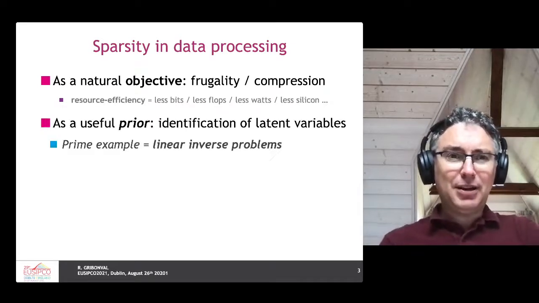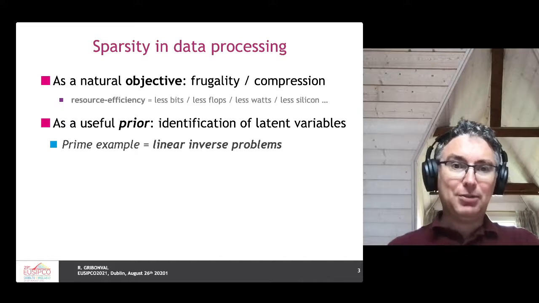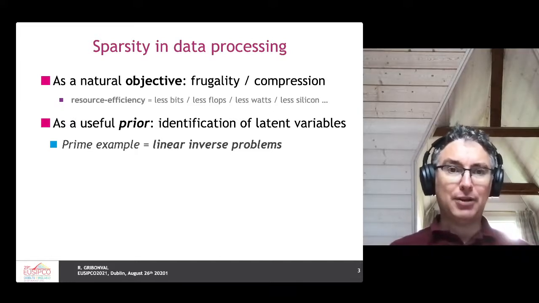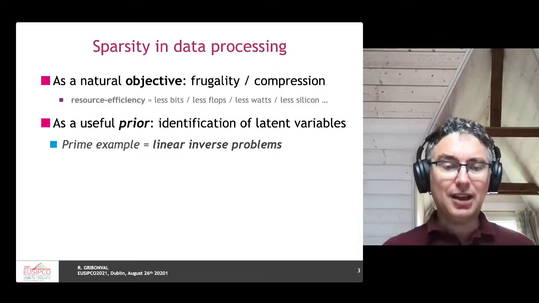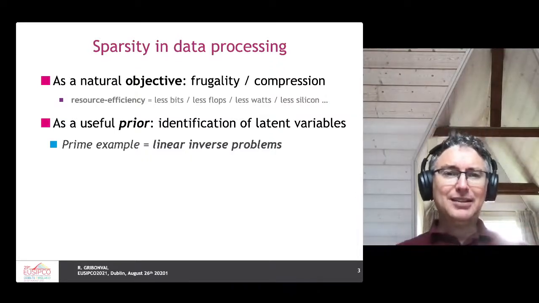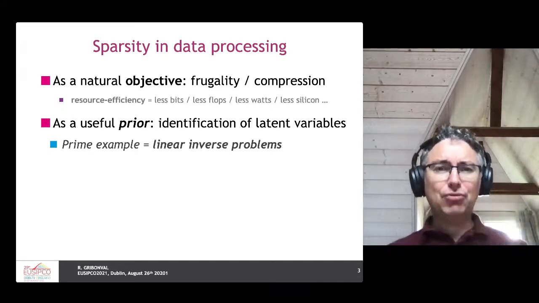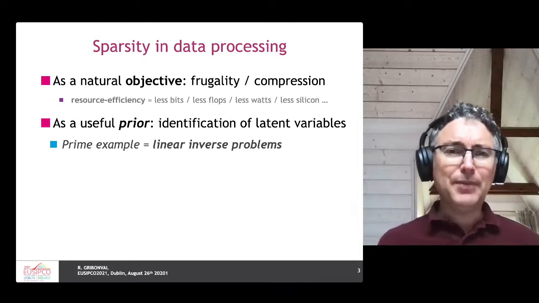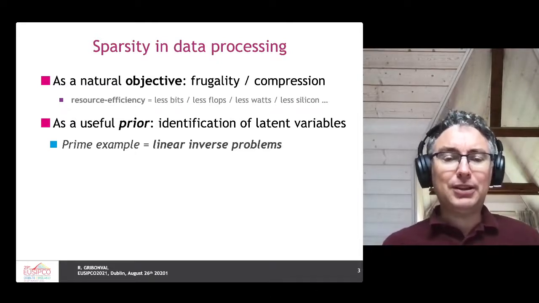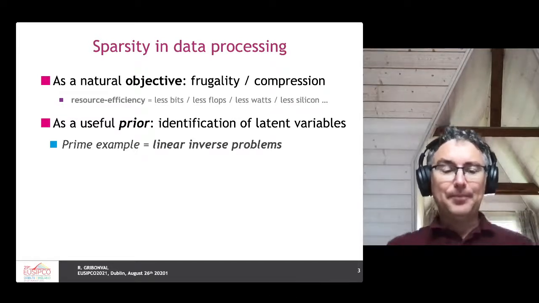But what has become apparent in the last two decades is that besides this being an objective, it's also a very useful prior. When you know that the data that you want to process is sparse in some domain, this is a prior that you can leverage to identify some latent variables, even in cases where you apparently don't have enough available data.